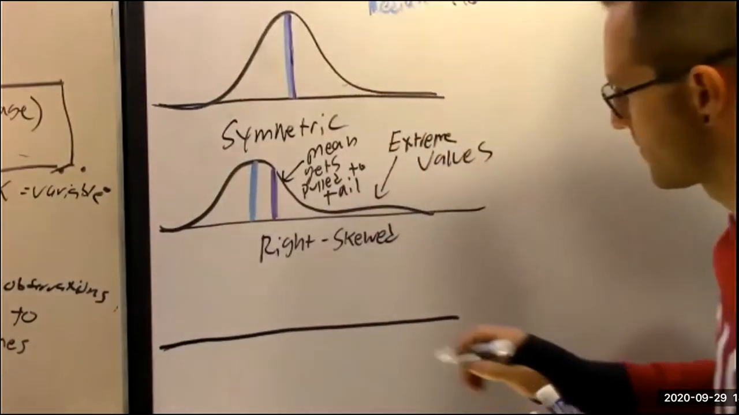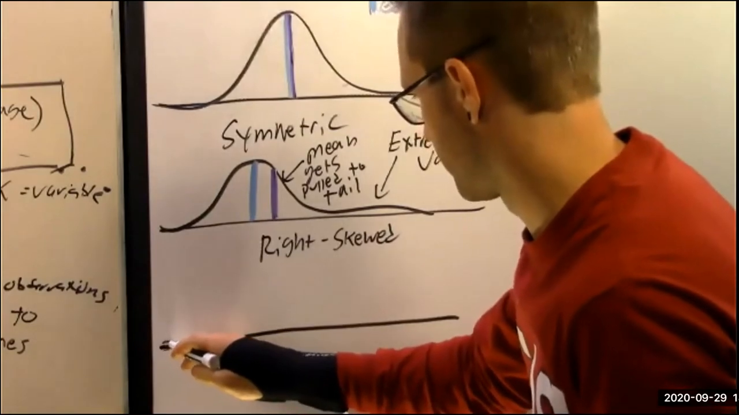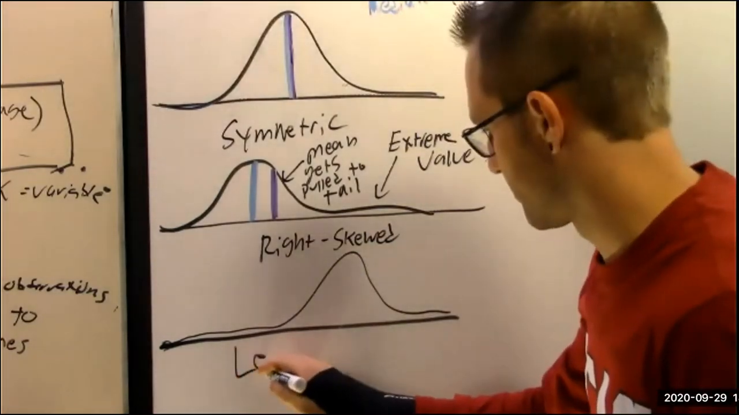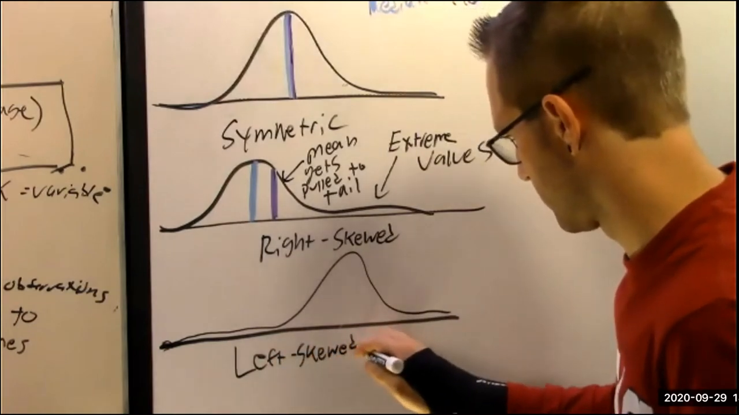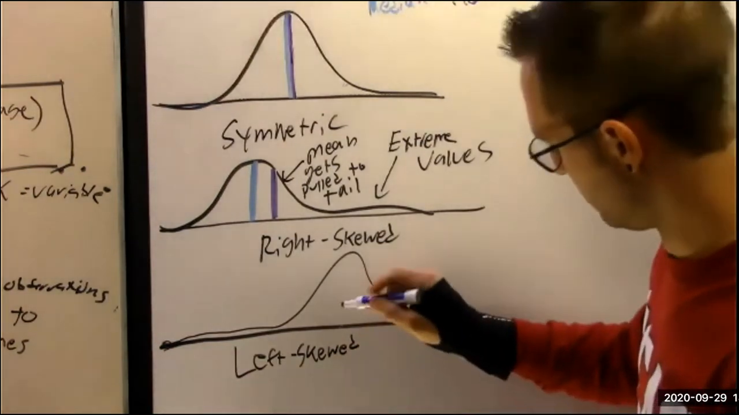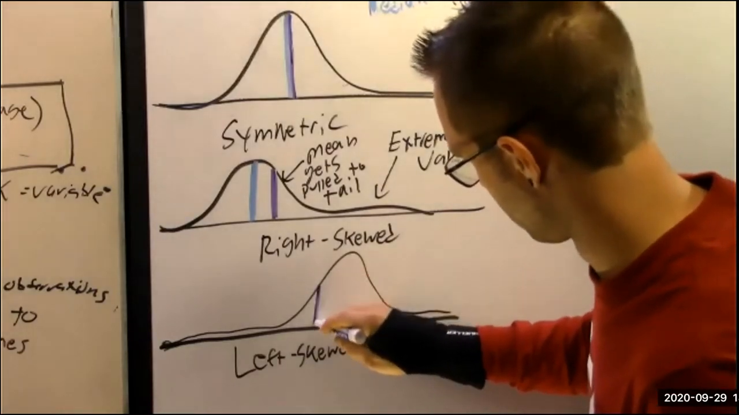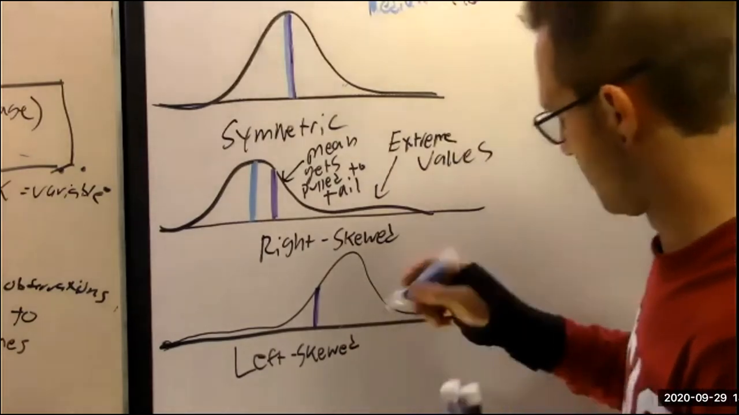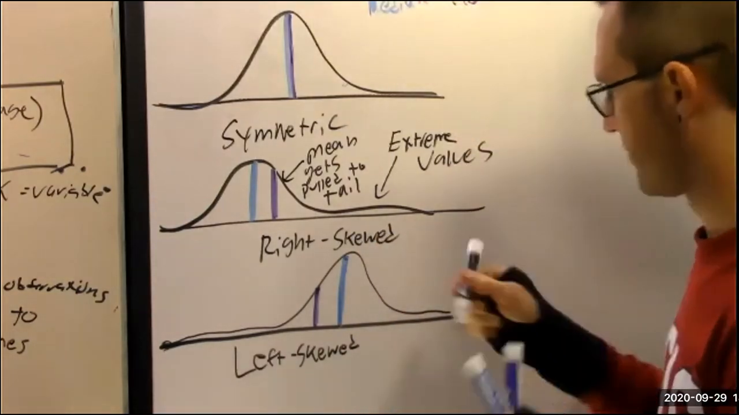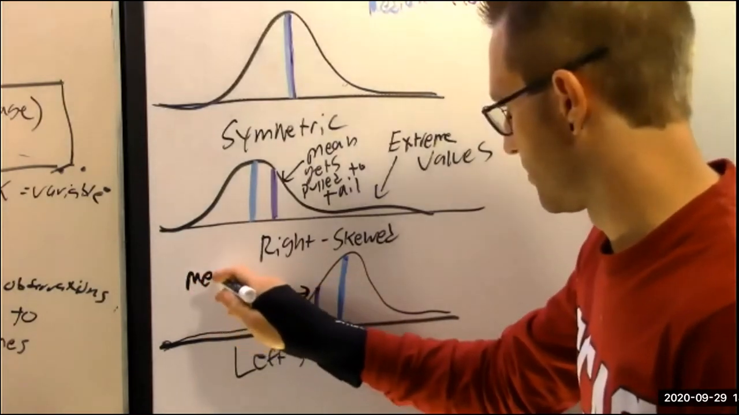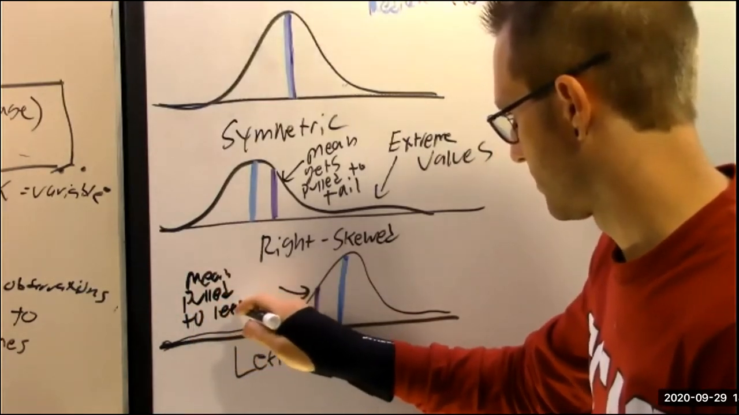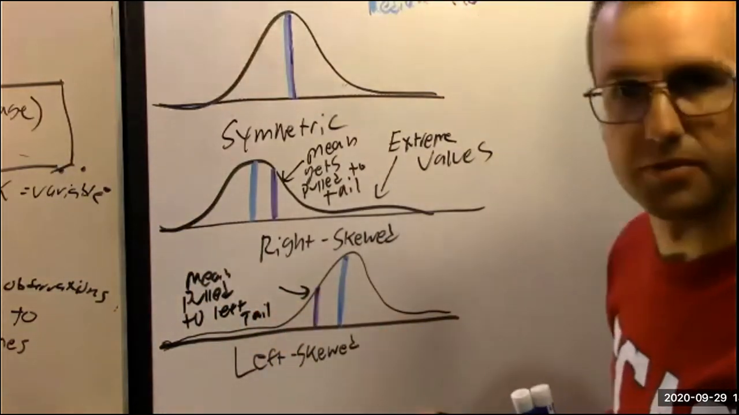And so we can imagine the corollary on our left skewness. If we have a left skewed distribution, where's our mean going to be? It's going to be pulled towards that left tail. Our median will remain more along with our bulk. So the mean is pulled to the left tail.